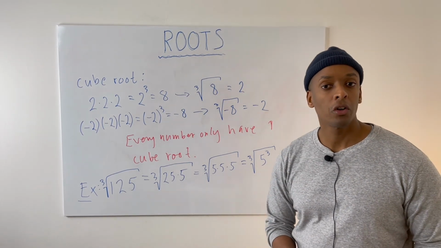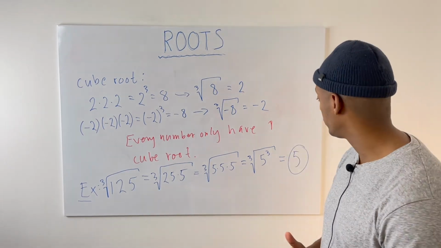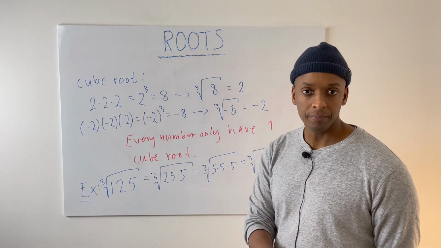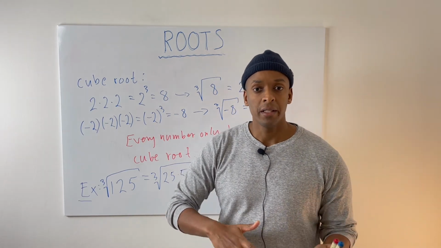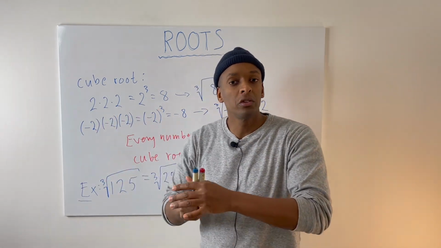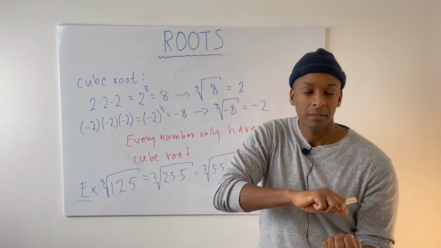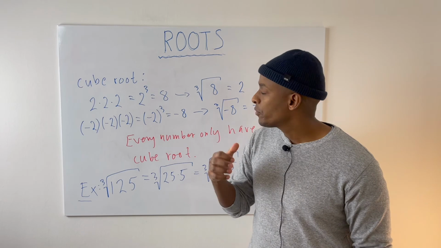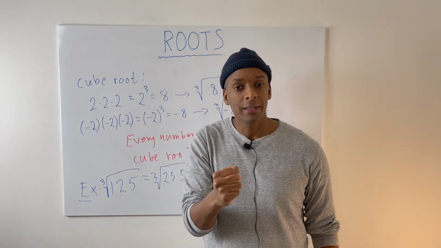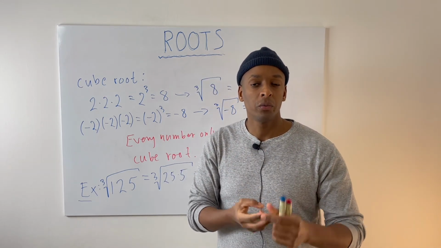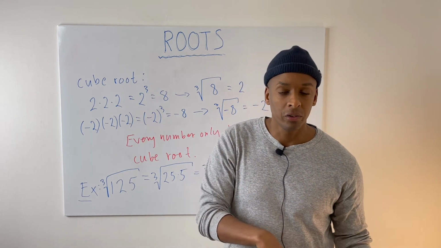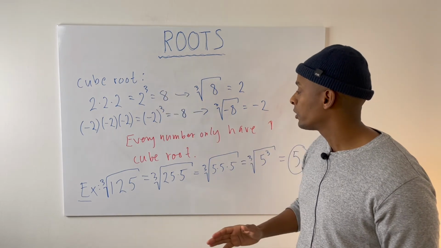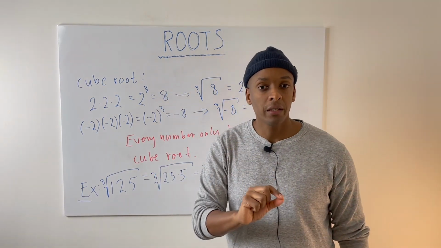So today we talked about roots, and we saw that roots are the opposite to powers. So if we can take the square of something, we can also take the square root of something, and those things will cancel out. And then we saw for the square root that we get two different roots. We get a positive root and a negative root. But when we did the cube root, we saw that every number has a unique cube root.